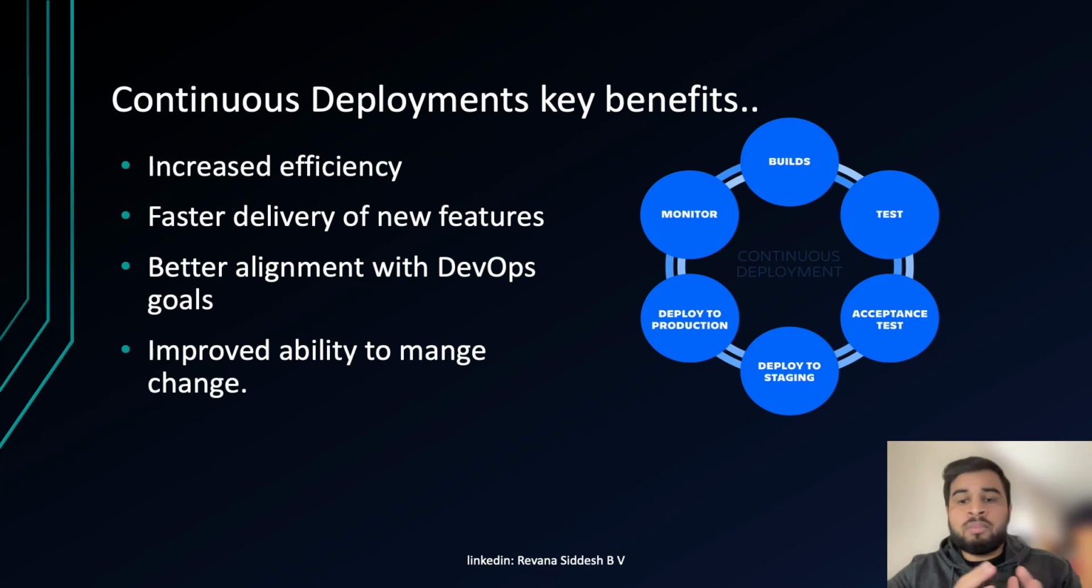Improved ability to manage change. By automating the deployment process and making it easier to deploy code changes, continuous deployment helps organizations to better manage change and respond to changing business needs quickly. This increased agility helps organizations to remain competitive and responsive in today's rapidly changing business environment.